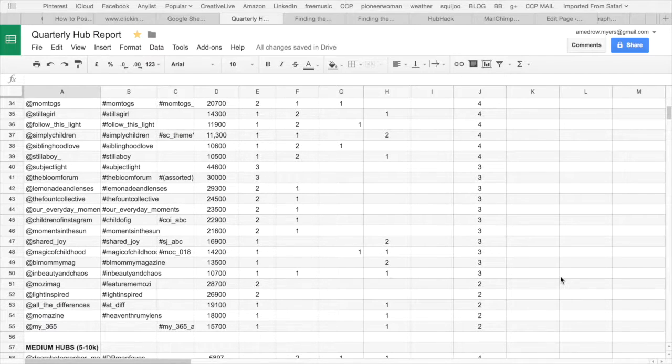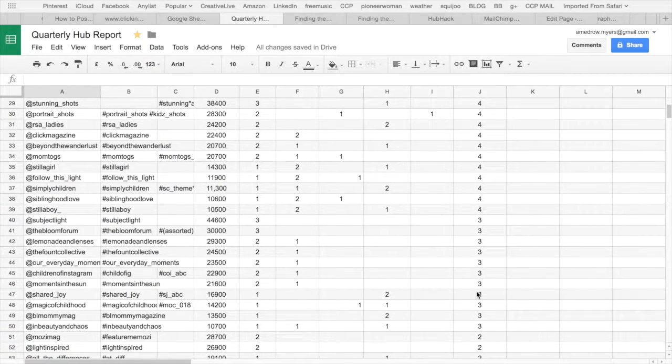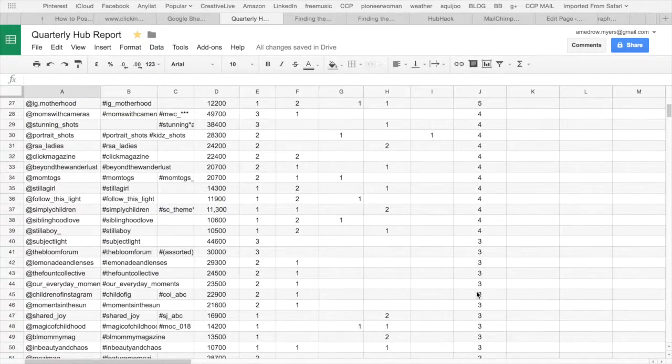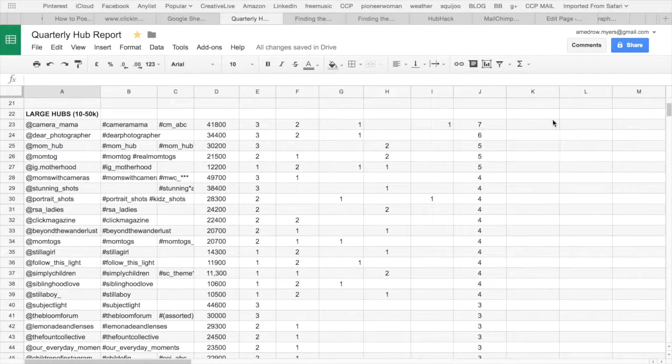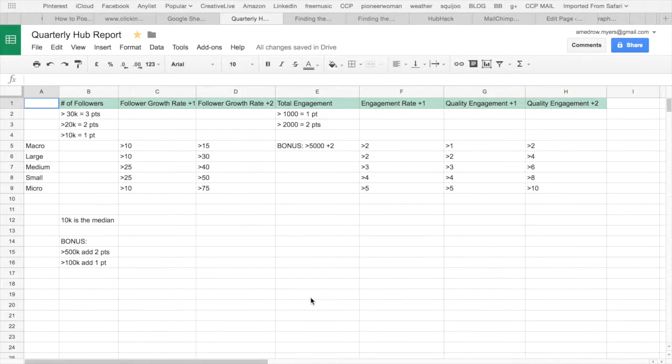But are these the hubs that we want to be hashtagging? I think it's good to rotate your hashtags, but just so you know, these hubs down here with lower scores don't get the kind of engagement and number of eyeballs on their posts if you're featured, for example, as something that scored a little bit higher. Okay, so let me show you how these numbers came to be. So here are my metrics.